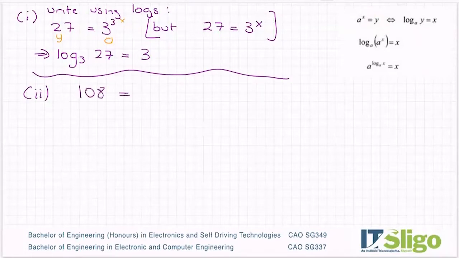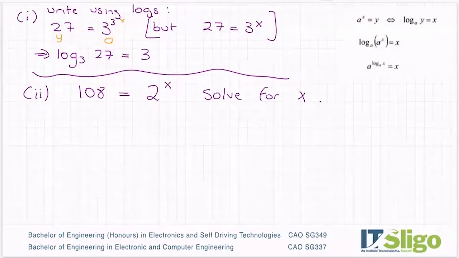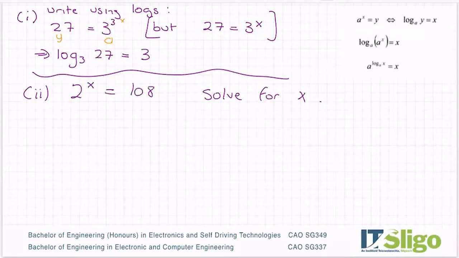108 is 2 to the power of X. Solve for X. Or let me even write it the other way around, which would be more natural for us: 2 to the power of X is equal to 108. Solve for X. So not so easy in this one to do it in your head.